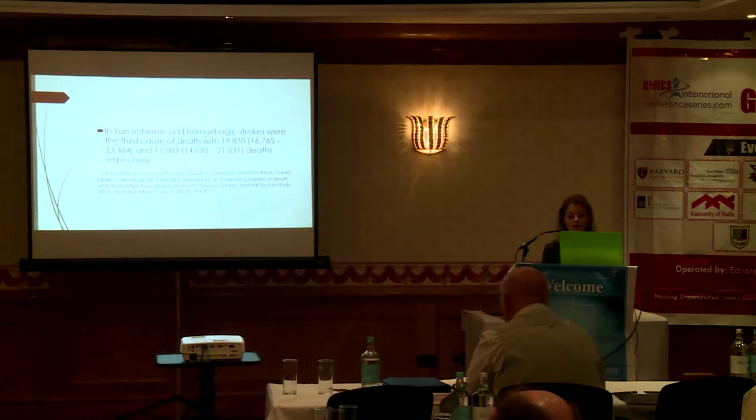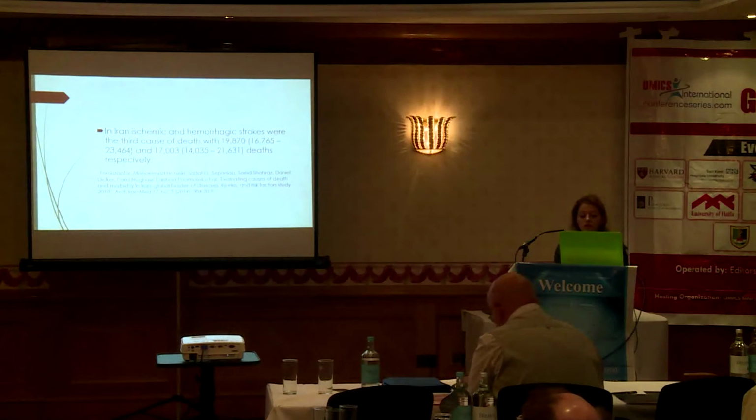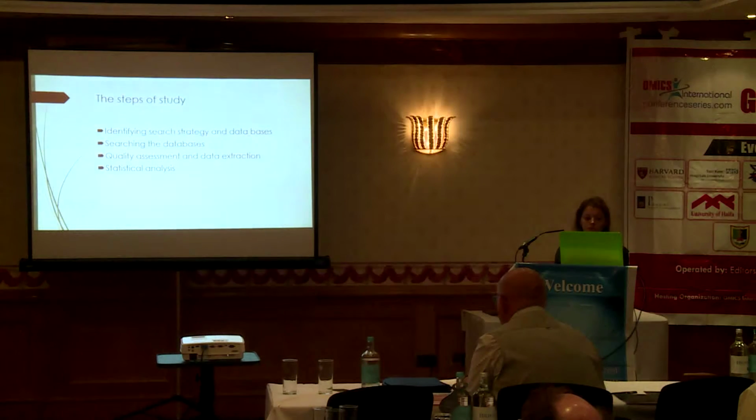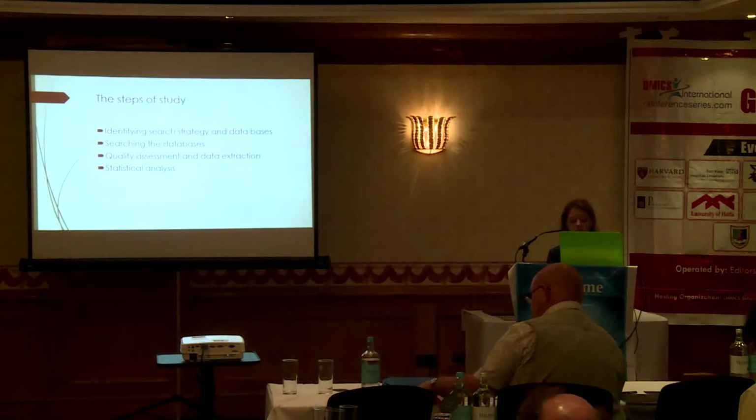In Iran, based on the injury and disease burden study, ischemic and hemorrhagic strokes were the third cause of death, with almost 87,000 and 17,000 deaths respectively. So with this huge burden of stroke, especially in our country, we decided to gather all the case fatality data about stroke in our country, and after that we did a meta-analysis on this too.